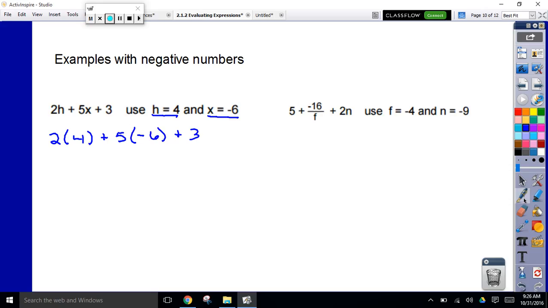I tend to use parentheses more than the dots when I do multiplication, especially when negative numbers are involved. It's just easier to keep track of that negative sign, I feel, if it's inside the parentheses. Okay, there's nothing to do inside of the parentheses. It's already down to one number. The parentheses in this case are just telling us to multiply.